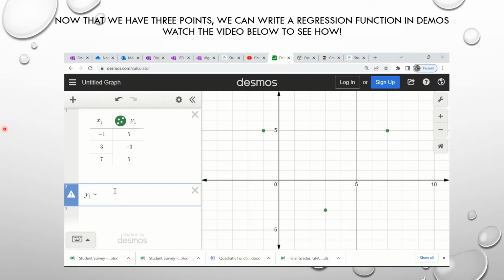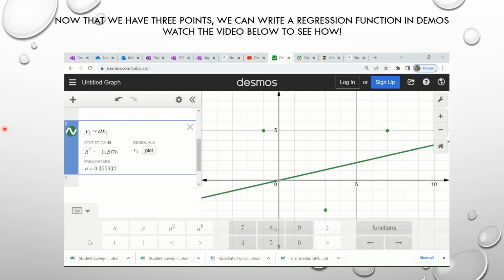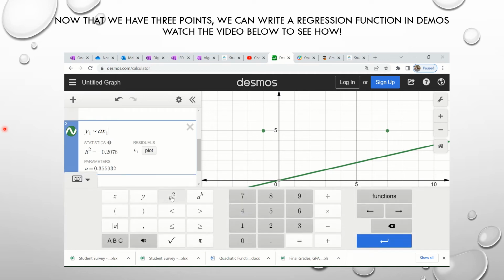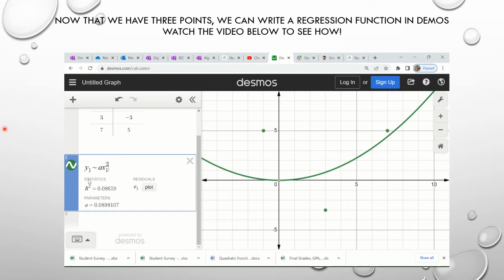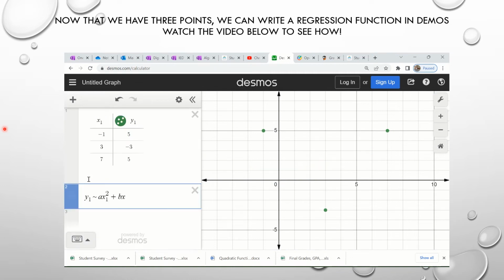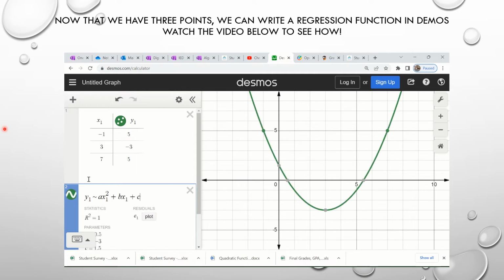So we use the tilde instead of the equal sign, and now we will type in standard form. So we will say a x1. So it's not ax squared, it's ax1, and then we want to square that. I kind of messed that up earlier when I was practicing with this. Plus bx, and again, you want bx1, not just bx, and then plus c.